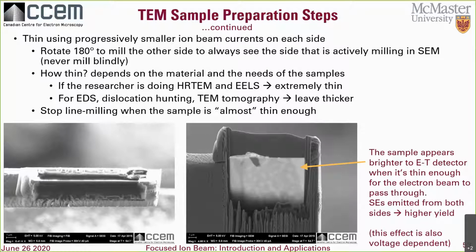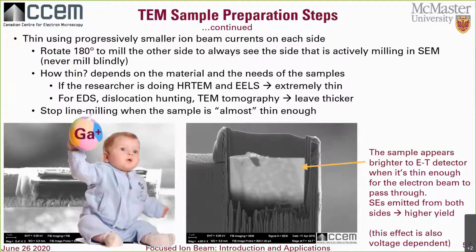So if the researcher is doing HRTEM and EELS, then they usually want it extremely thin. But if they're doing EDS or looking for dislocations or doing TEM tomography, then it's better to be on the thicker side. So make sure you know what is needed. When the sample is almost thin enough, it's time to bring in the closing picture. This is a reference to part 1.